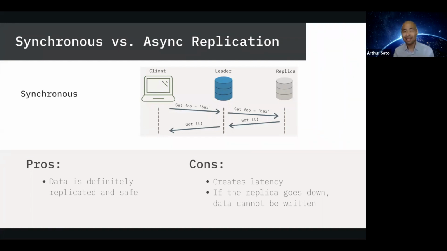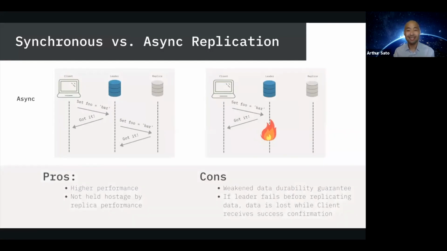And problematically, if the replica were to go down, we wouldn't be able to get a successful write, as we need to get a success response. It needs to be replicated in the replica.